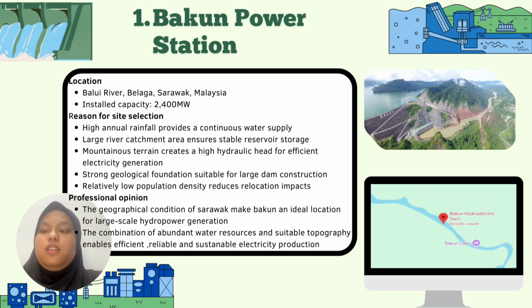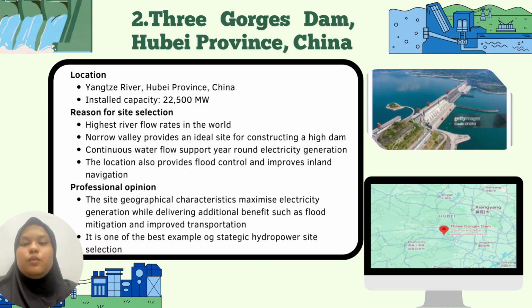For the professional opinion, the geographical condition of Sarawak makes Bakun an ideal location for a large-scale hydropower station. The combination of abundant water resources and suitable topography enables efficient, reliable and sustainable electricity production. The second one is the Three Gorges Dam, Hubei Province in China.